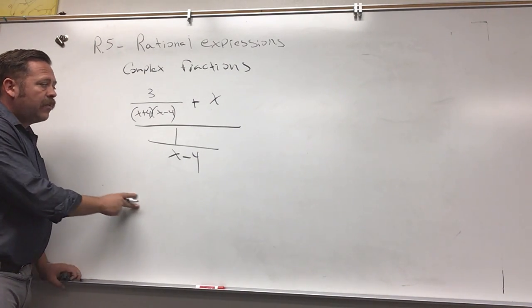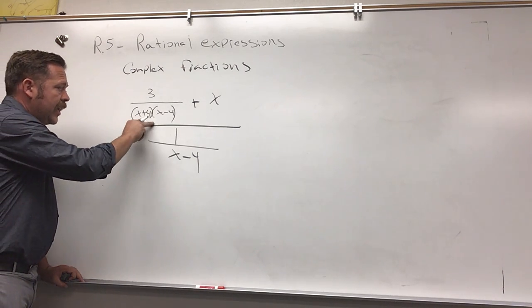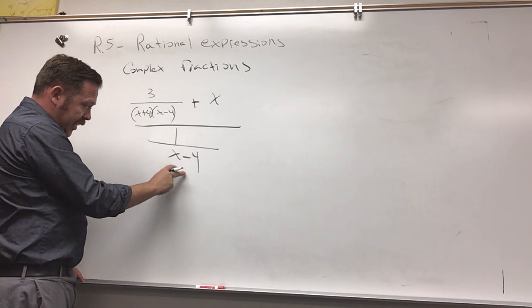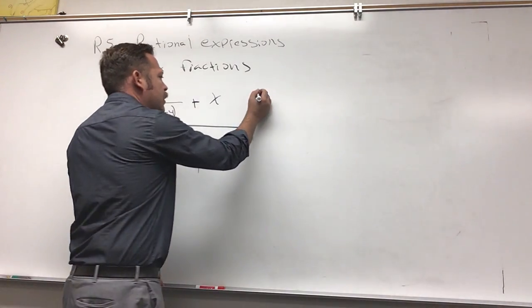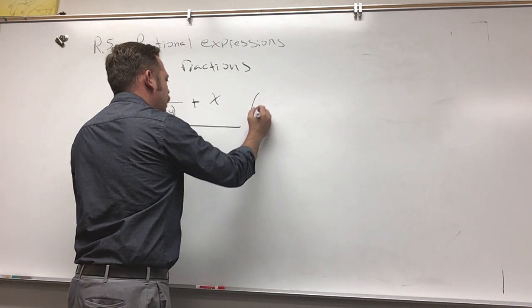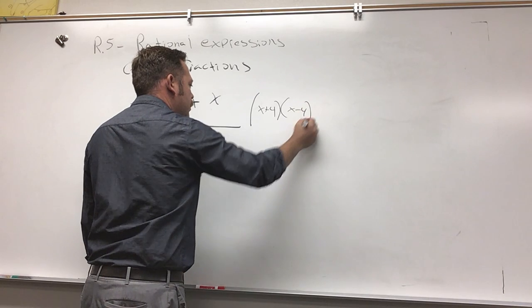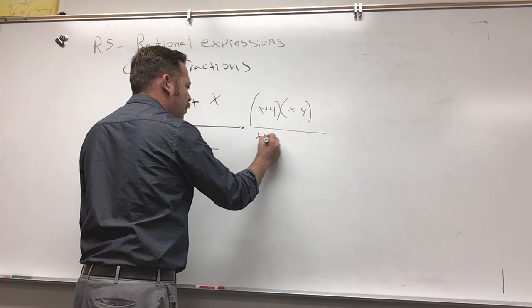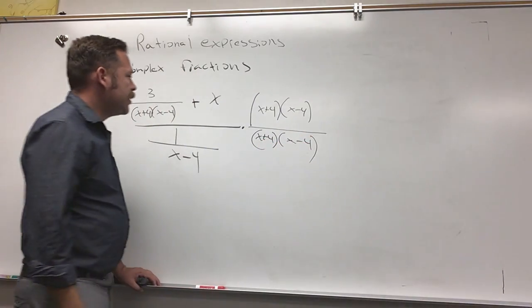Now it's easy to see what's the lowest common denominator of all the subfractions. So here I get x plus 4, x minus 4 as my denominator. This one just has an x minus 4. So we're going to multiply by x plus 4 times x minus 4 over x plus 4 times x minus 4. And watch how neat this is.